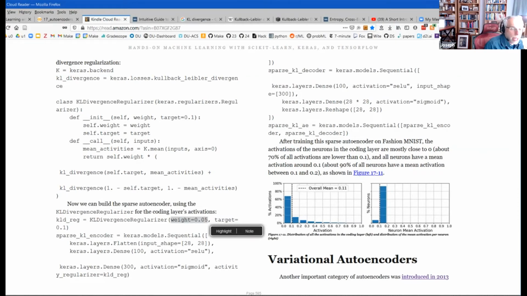So what this means is that the loss function is going to be the ordinary loss function plus 0.05 times the KL divergence loss function. Does that make sense? That's what that weight parameter is. It's basically the regularization parameter.